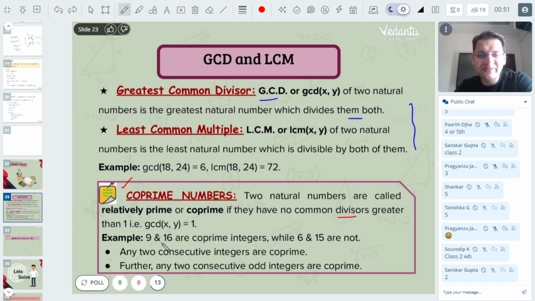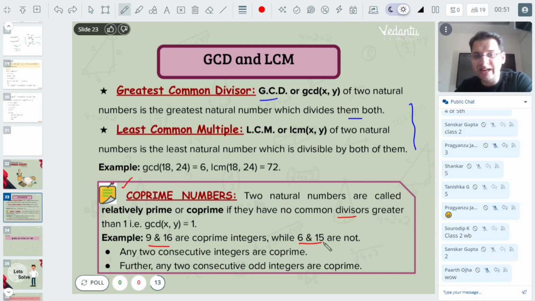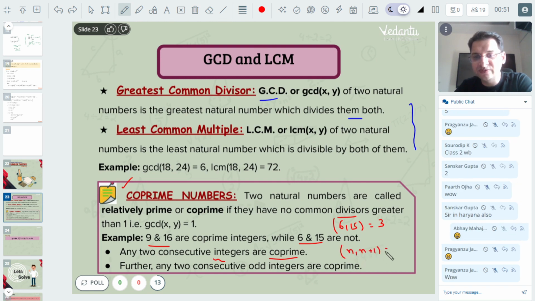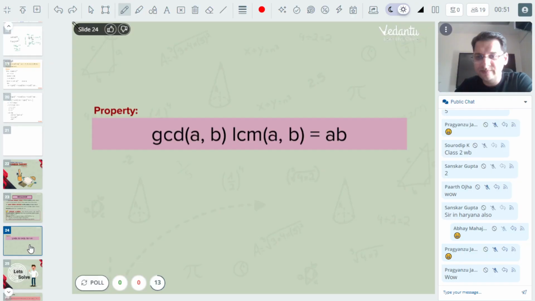So co-prime numbers, two natural numbers are said to be co-prime if they have no common divisors. So if there are no common divisors, they are said to be co-prime numbers. 9 and 16 are co-prime. 6 and 15 are not, because GCD of 6 and 15 is 3. Any two consecutive integers are always co-prime. So GCD of n and n plus 1 is always 1. And any two consecutive odd integers are always co-prime. Right, so we'll be proving this using the properties that we're going to study.